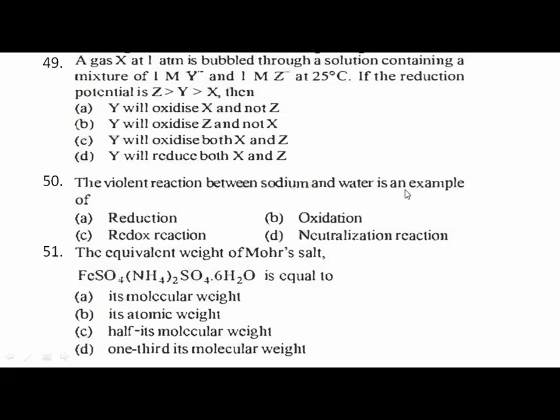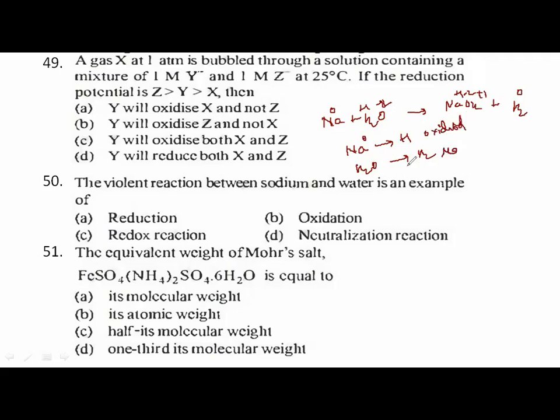Next, the violent reaction between sodium and water is an example of what? Na plus H2O gives NaOH plus H2. You can see here sodium is 0, and in water it is plus 1 and minus 2, in NaOH plus 1, minus 2, plus 1, and here it is 0. So what is happening to the oxidation states? Sodium oxidation state is 0 to plus 1, whereas H2O is reduced to H2, that is hydrogen goes from plus 1 to 0. So sodium is oxidized, hydrogen is reduced. So it is an example of redox reaction.